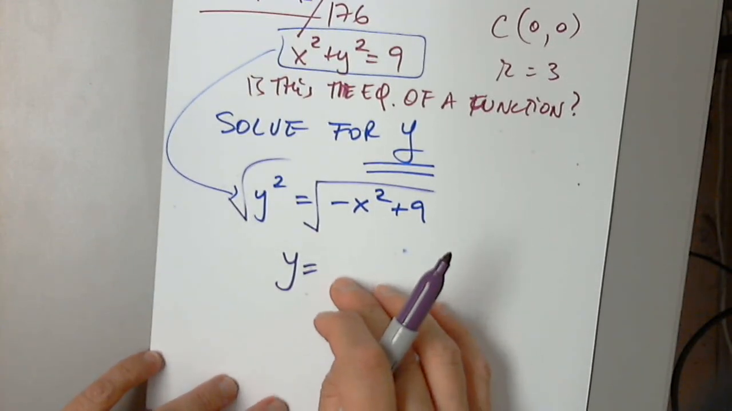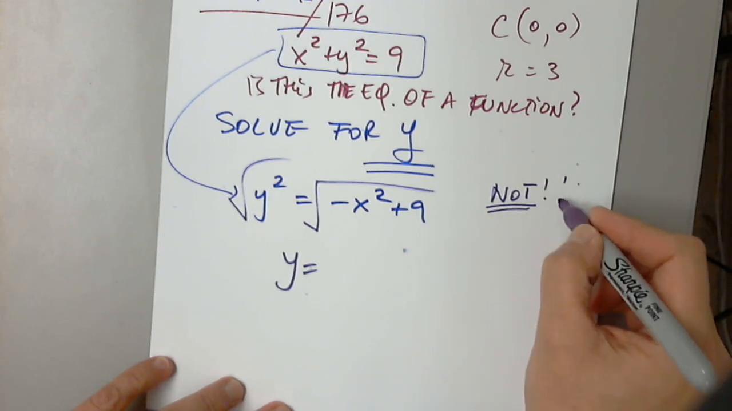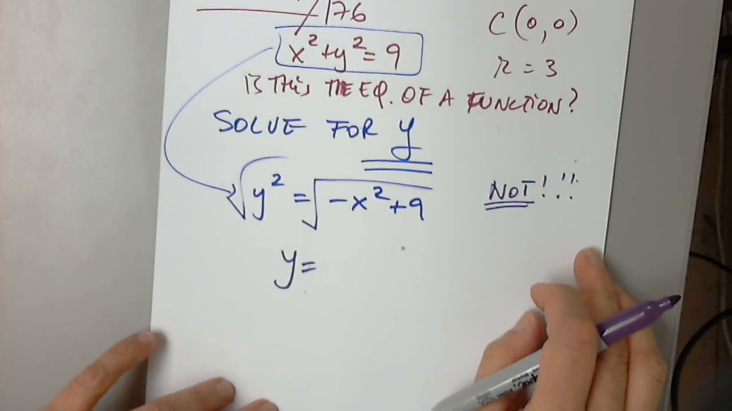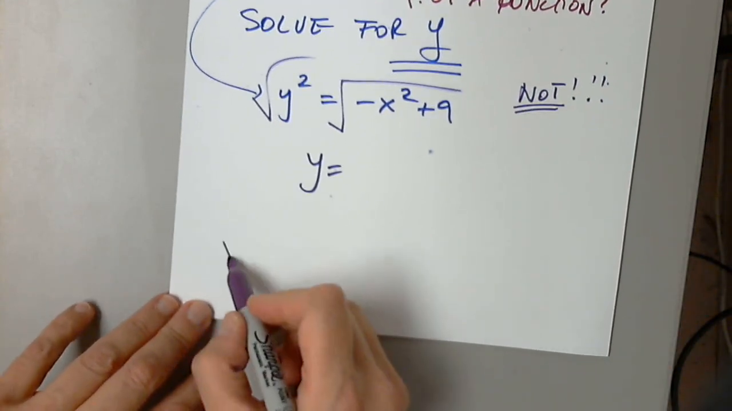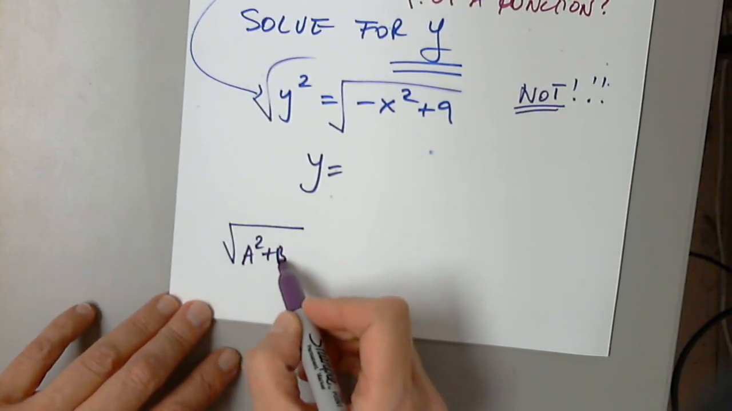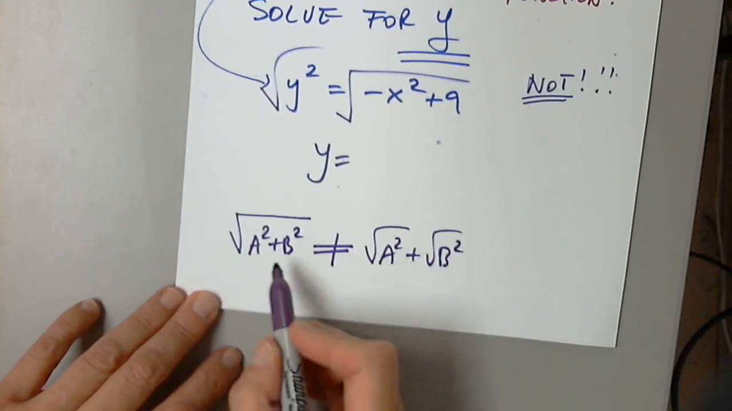First of all, that's not what I wanted to hear. I'm begging you, do not say that. We talked about it. I have to address it again. The square root of a squared plus b squared will never equal the square root of a squared plus the square root of b squared, or minus.